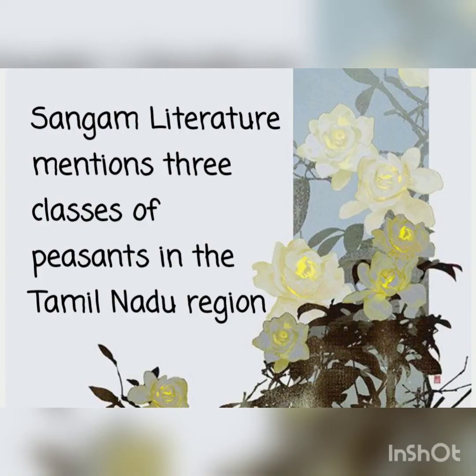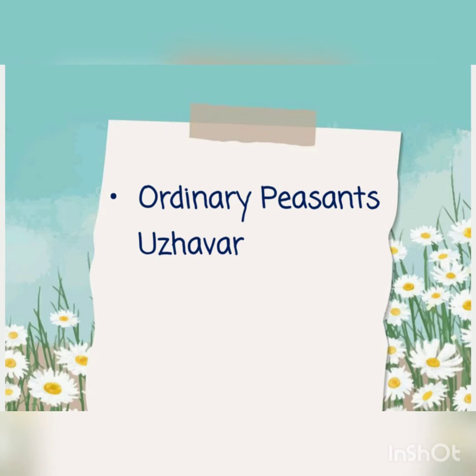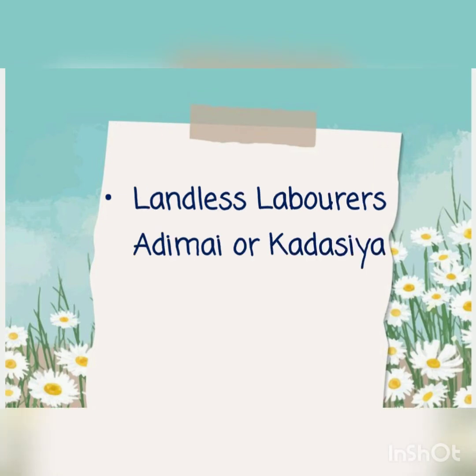The Sangam literature mentions three classes of peasants in the Tamil Nadu region. These were the rich landlords. They were also called vellalars. Next, the ordinary peasants. They were also called uzavar. And finally, the third one, the landless laborers, they were called adimai or kadasiar.